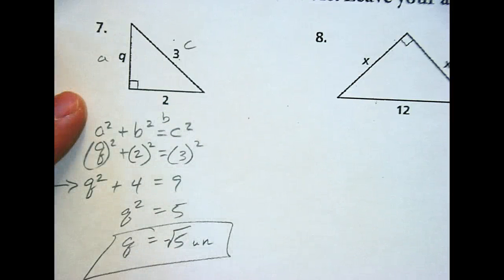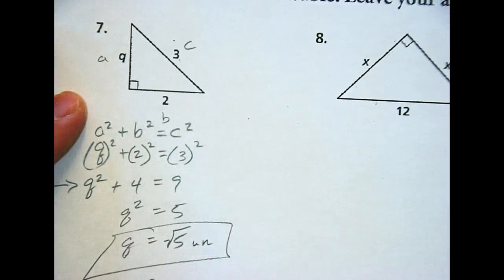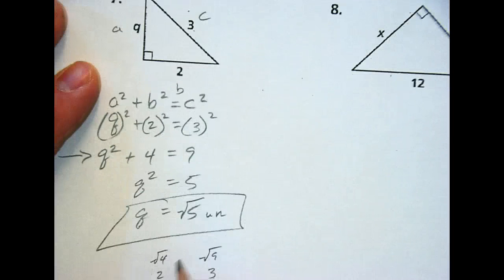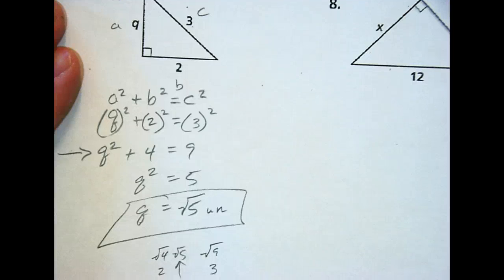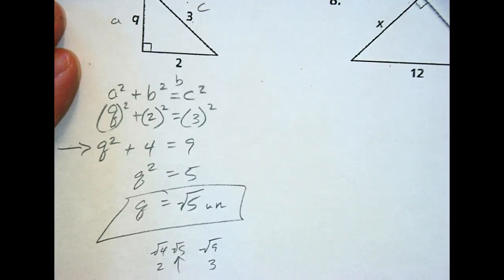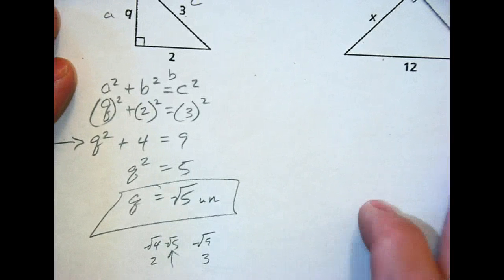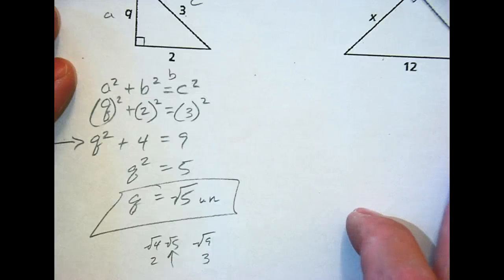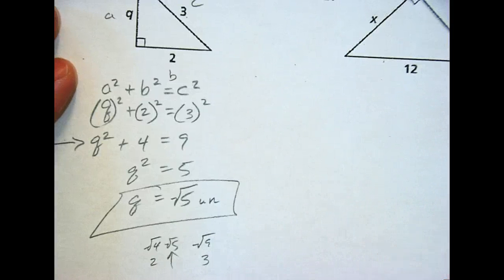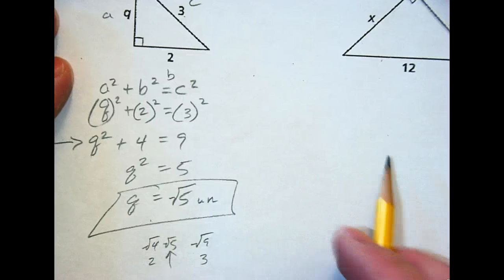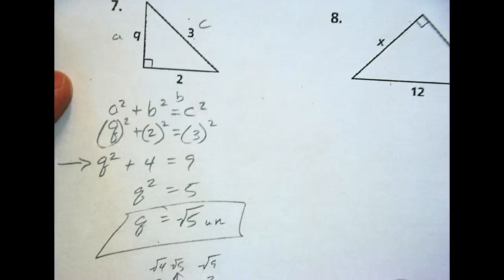So if you think of it this way, root 4, that's 2. Root 9, that's 3. Root 5 is closer here, so it's closer to 2 than it is to 3. Okay, quick way to estimate your answer: 2 point something. Did anyone actually do it on the calculator? What is it? It's like 2.236. Okay, we'll leave it in radical. Any questions on that?